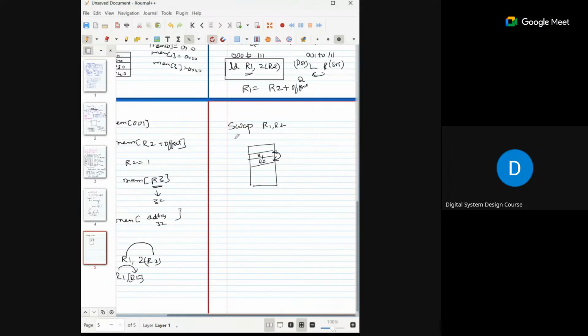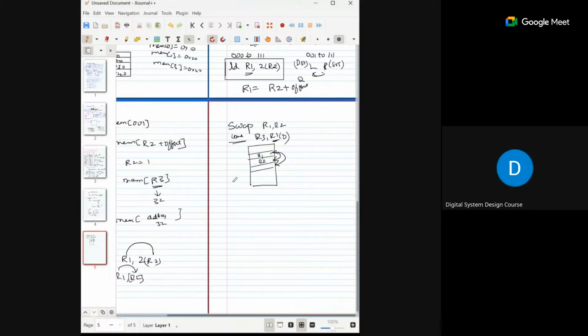And I have another one: load R3, R1 of 0, which means take the value of R1's content and put it into R3. So after execution of this instruction, the content of R3 will be copied to here also.